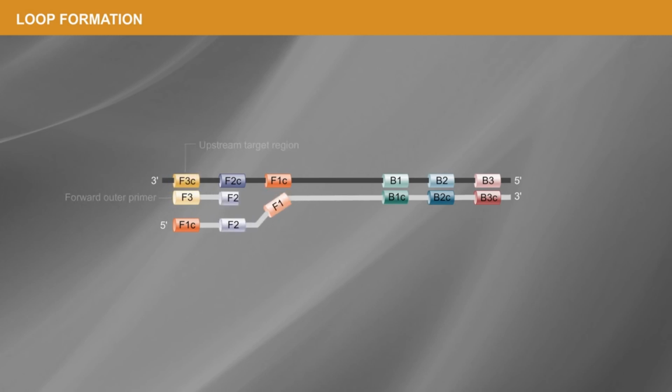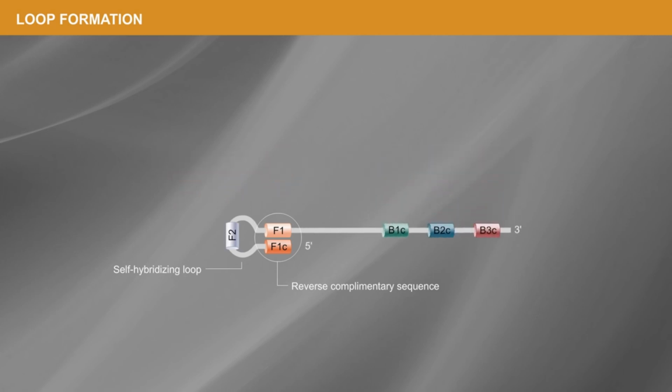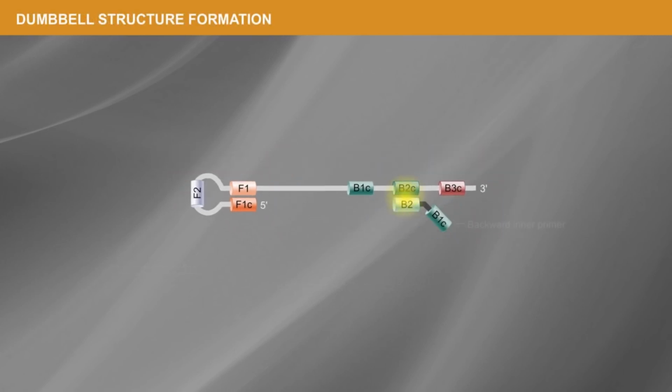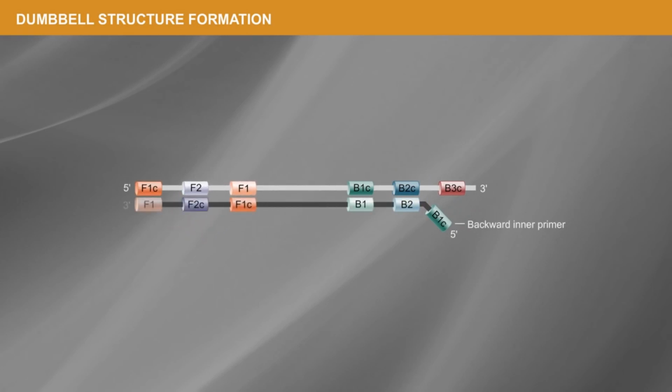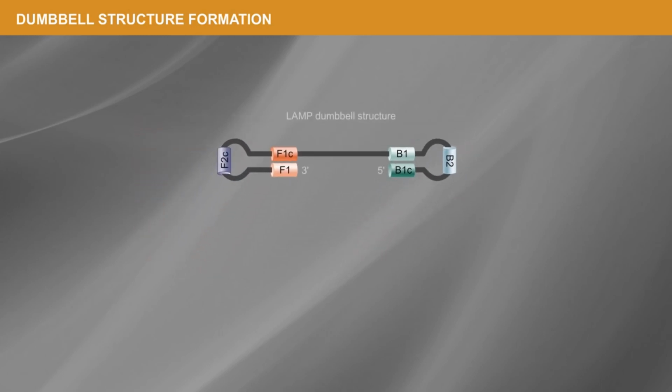As it is displaced, the end of the product forms a self-hybridizing loop structure due to inclusion of a reverse complementary sequence in the inner primer sequence. This annealing and displacement cycle repeats on the opposite end of the target sequence, and the resulting product is a short dumbbell structure that forms the seed for exponential LAMP amplification.